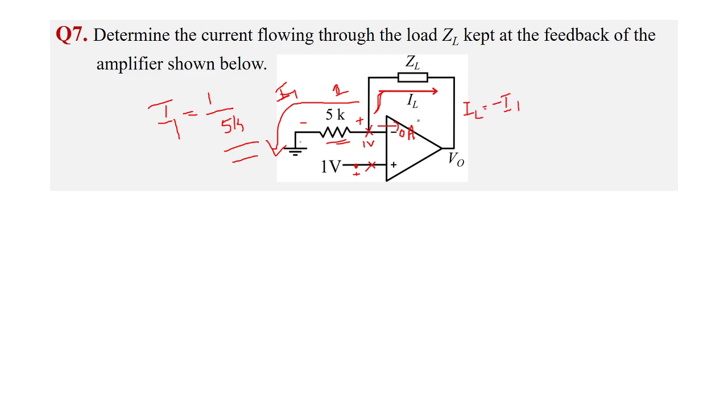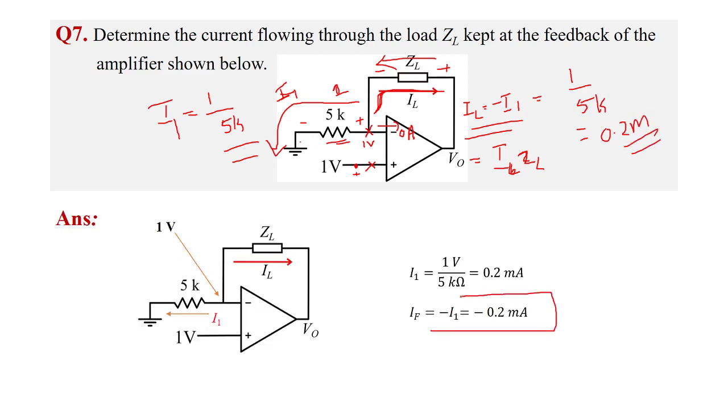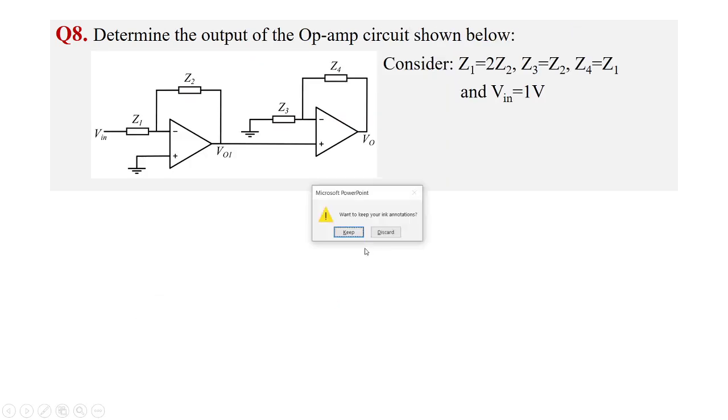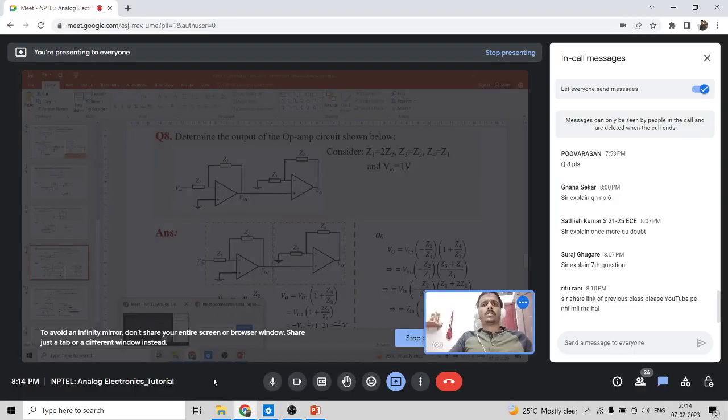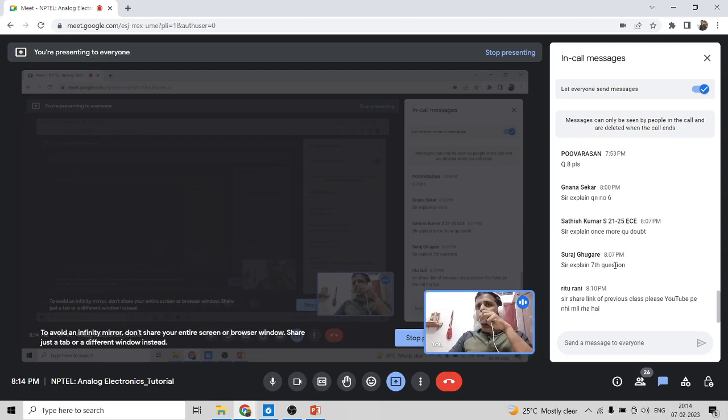minus I1, which means the current is not actually flowing in this direction. Actually the current is flowing in this direction. That's why the voltage drop polarity is plus-minus. That's why we get V0 equal to IL into ZL, and the polarity is not the same as the input, right? That's why we are getting it like that. So IL equals minus I1. What is I1? 1 by 5k, so I guess it's 0.2 milli, right? 0.2 milli. So that is all about the 7th question. I guess it's clear. Suraj, it's clear, I guess.